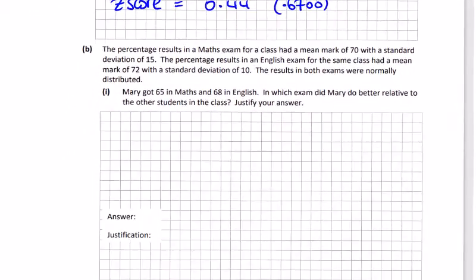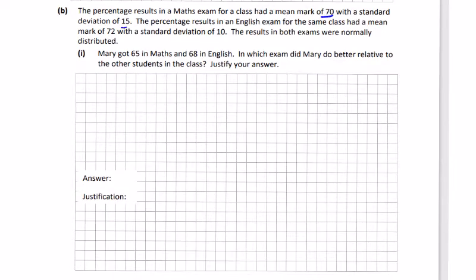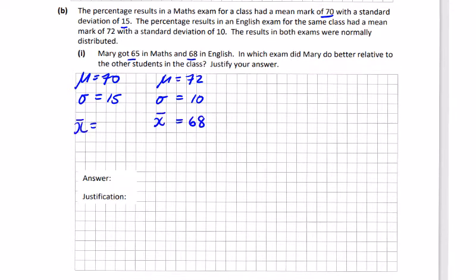Now, the percentage results for a maths exam for a class had a mean of 70 and standard deviation 15. So mean of 70, standard deviation of 15. Write down what you're given and it should appear to you what to do. The percentage results in an English exam for the same class had a mean of 72 and a standard deviation of 10. The results in both exams were normally distributed. Mary got 65 in maths, 68 in English. So we're going to have to compare these two, which is better, relatively speaking.